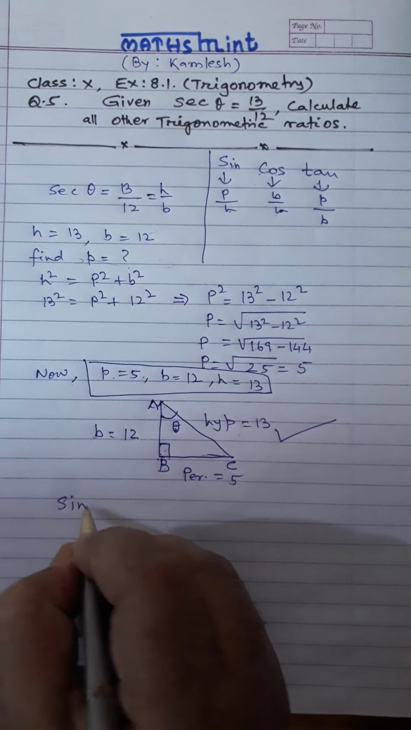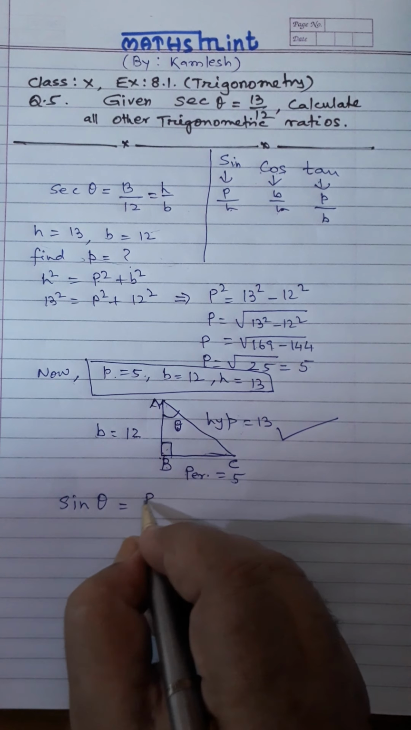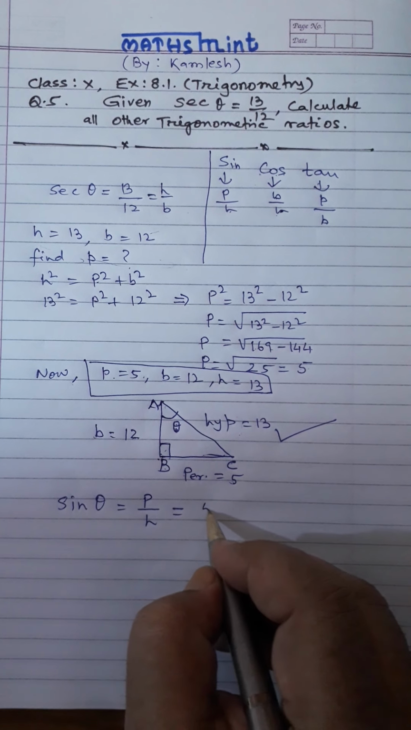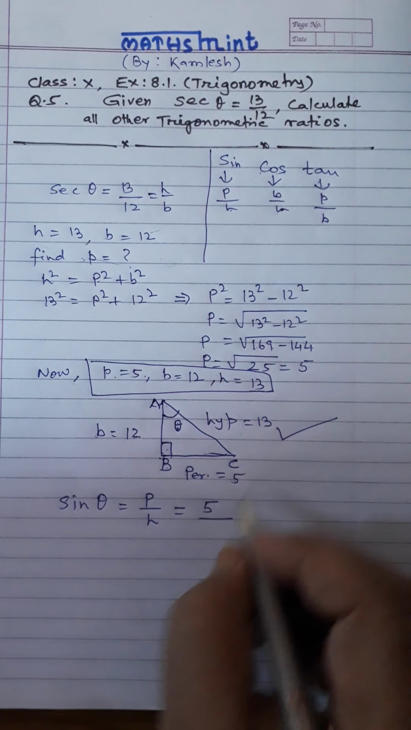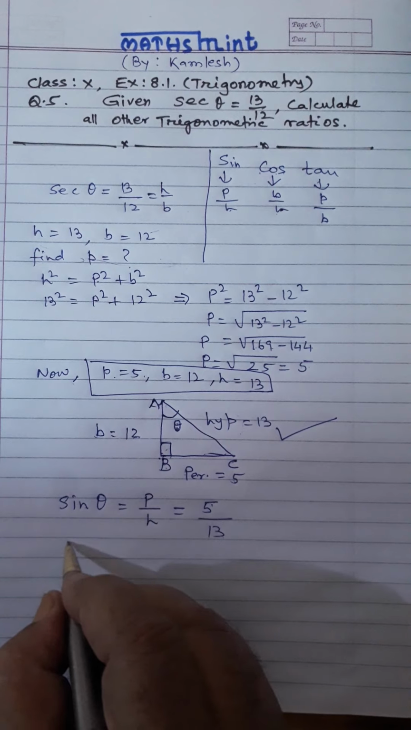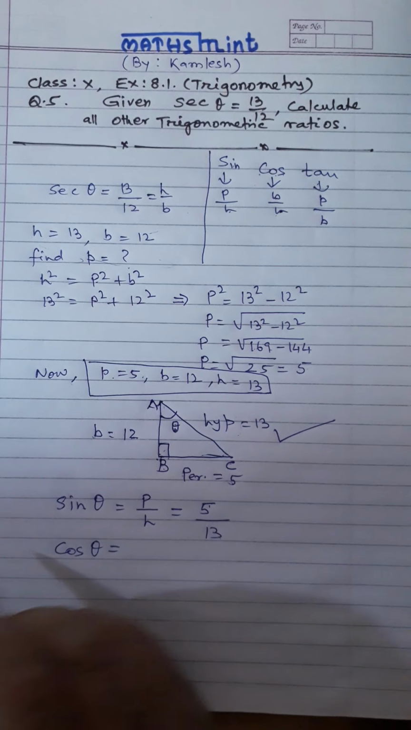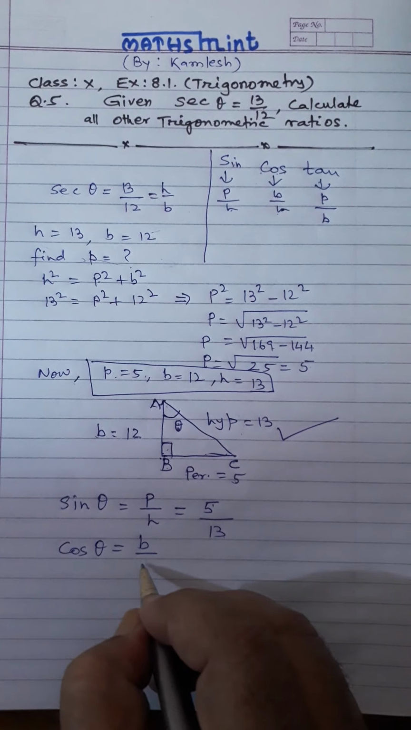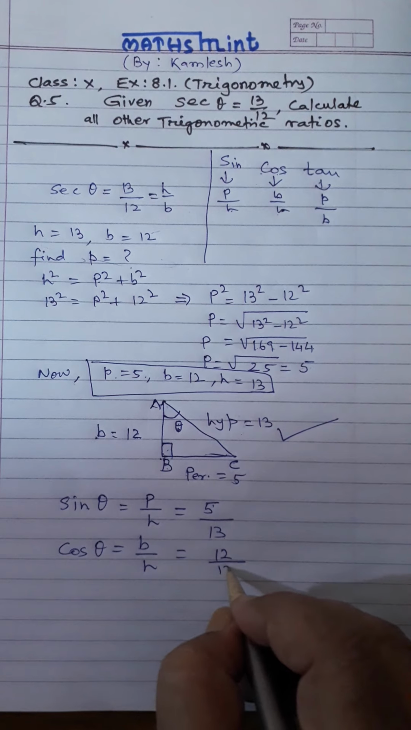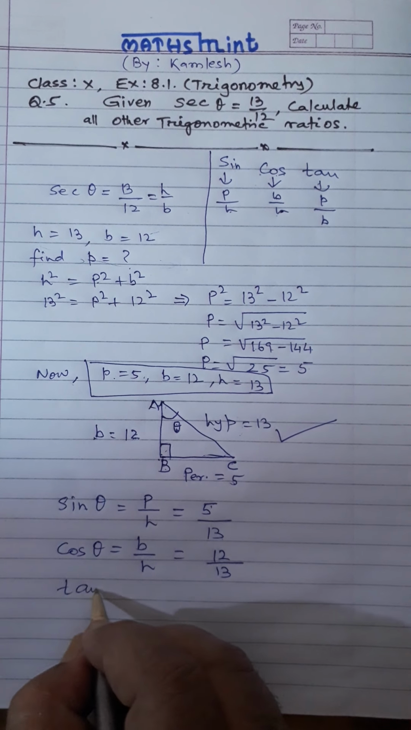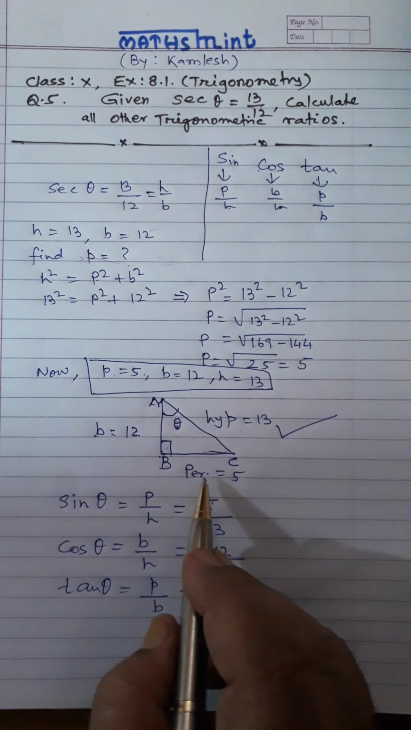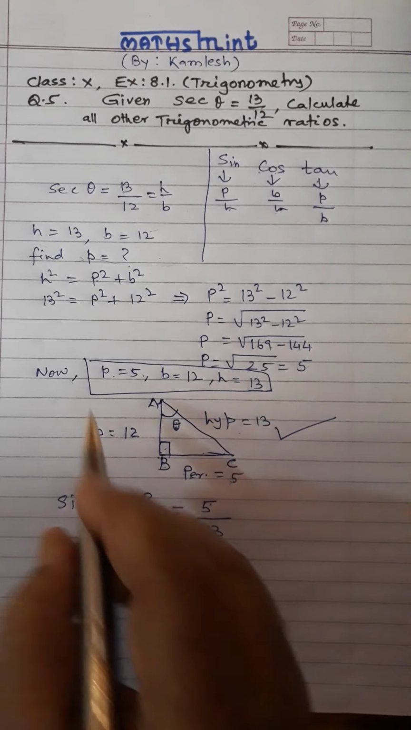First of all, sine theta will be P by H, perpendicular by H. Perpendicular is 5, H is equal to 13. Sin theta is equal to 5 by 13. Cos theta will be B by H. B is equal to 12, H is equal to 13. Tan theta is equal to P by B, P is equal to 5, B is equal to 12.